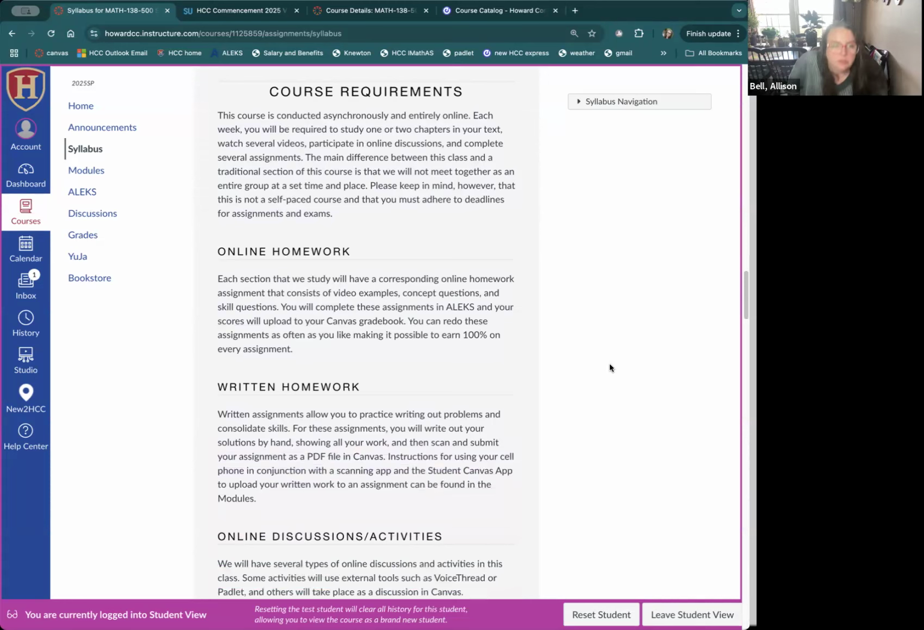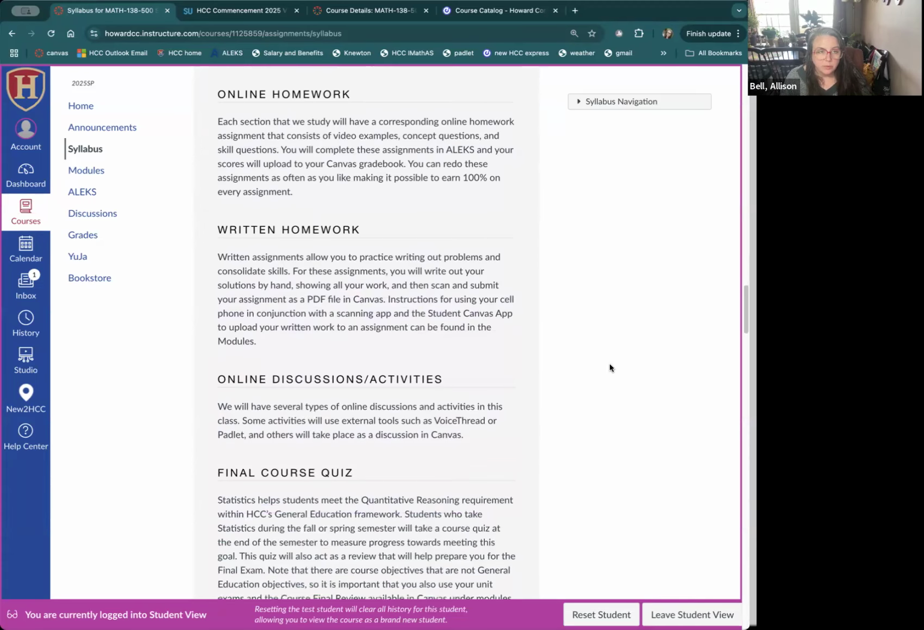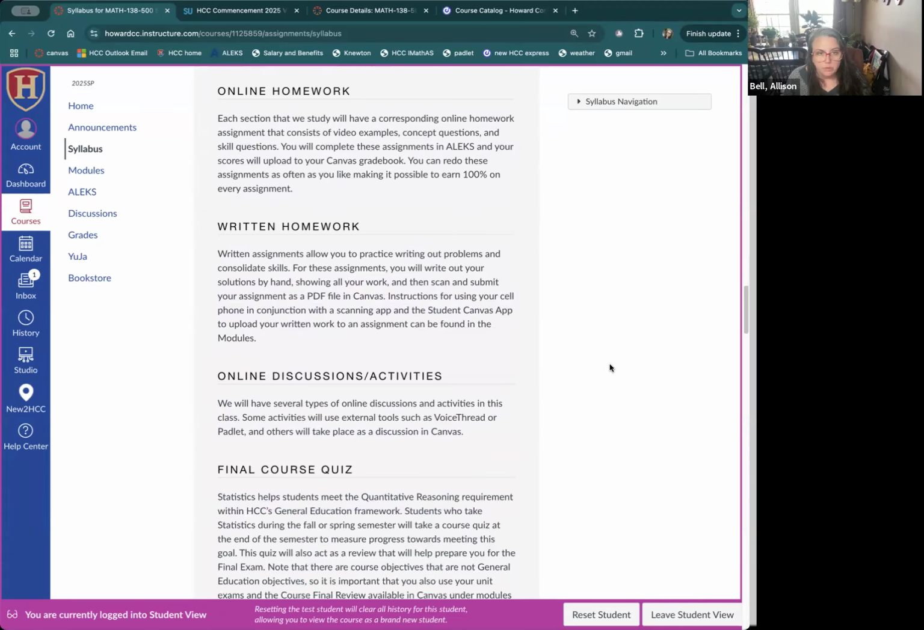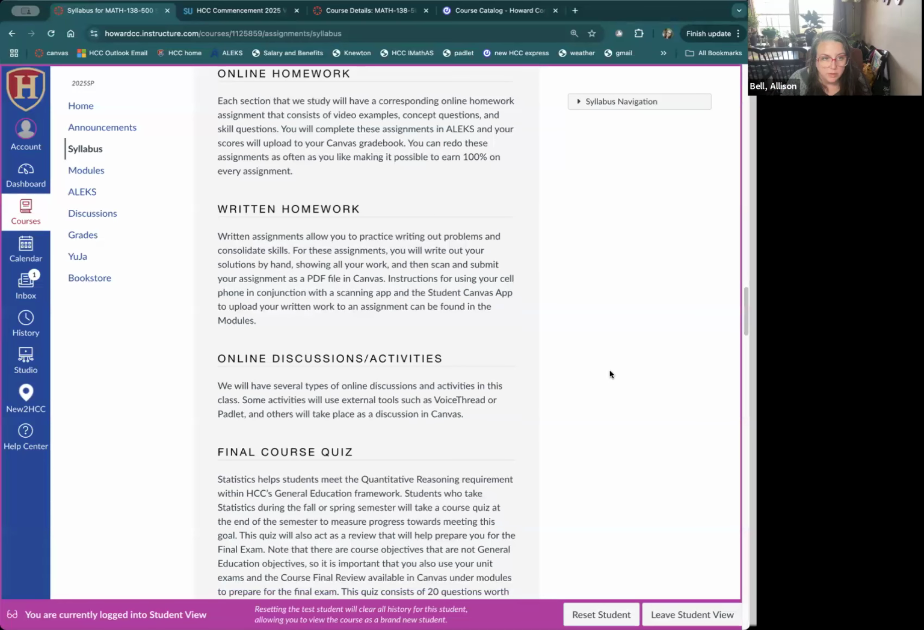Okay, what are the requirements for the class? Let's just talk about the different pieces that are worth a grade because we all know that's what you're worried about. There's a bunch of things that we will grade this semester. The first and foremost is that Alex online homework, but each assignment can be opened and redone for 100% credit. So everybody here can redo their Alex assignments until they get 100% on all of them.